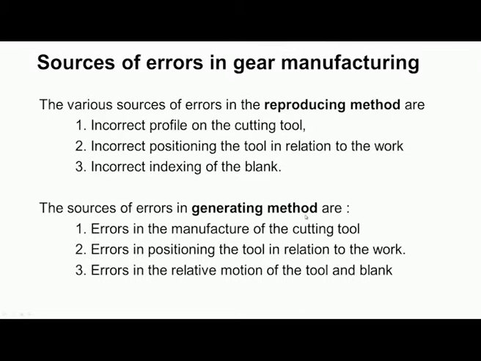In the case of the generating method, errors in the manufacture of the cutting tool, again the cutting tool is improper or it has some error, so we get error in the gear that is cut. Errors in positioning of the tool in relation to the work, that means improper orientation of tool and work, and errors in the relative motion of tool and blank. The relative motions between blank and tool are not correct, they are not rotating at the required orientation or speed, hence we get the error in the gear.